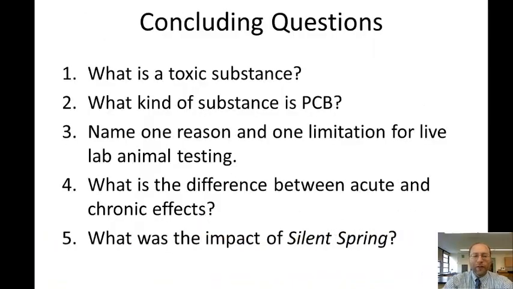Now we come to our concluding questions. Number 1, what is a toxic substance? Number 2, what kind of substance is PCB? Number 3, name one reason for and one reason for not doing live animal testing. Number 4, what is the difference between acute and chronic effects? And number 5, what was the impact of Silent Spring?